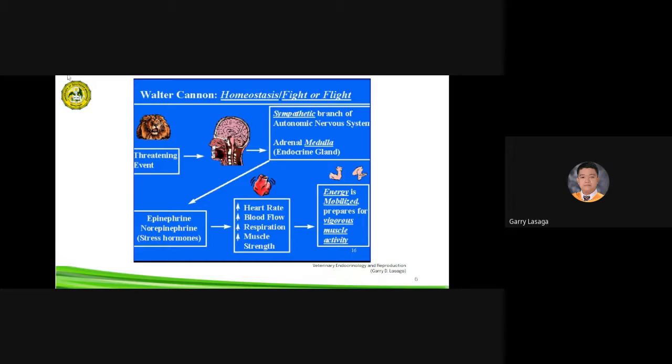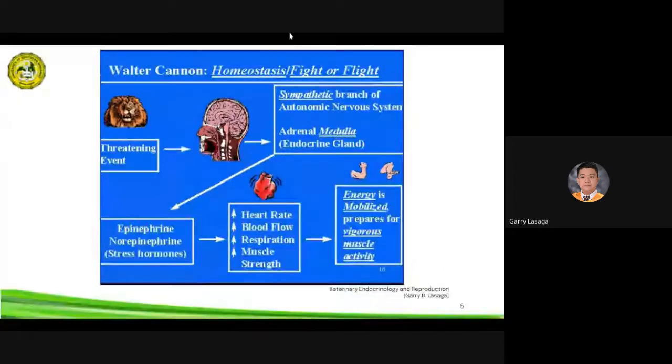And after that, when the individual perceives that particular animal as a threatening event, what will happen is the brain will be stimulated, particularly the portion of the brain that will be stimulated is the amygdala.